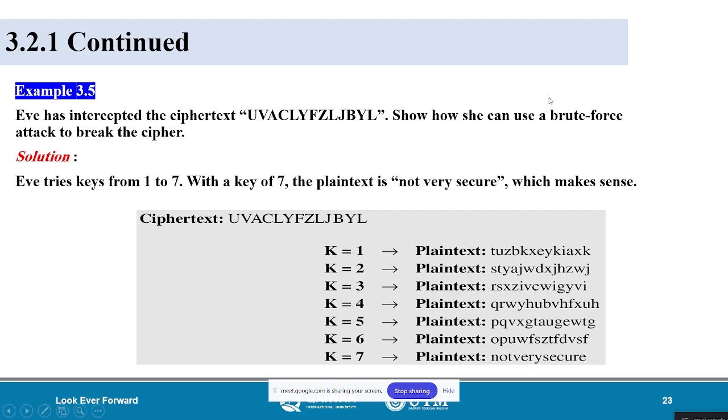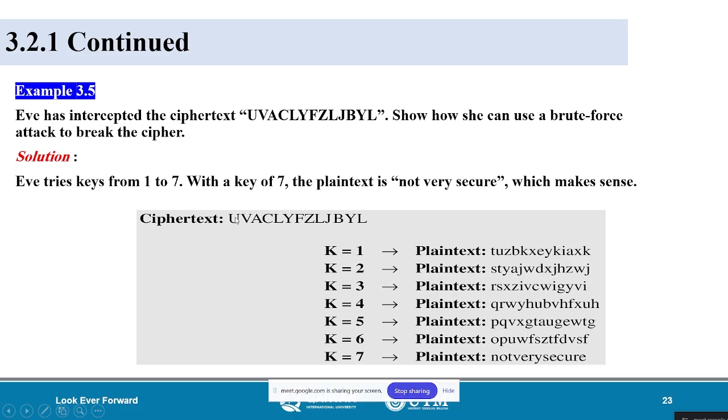Okay. Show how she can use a brute force attack to break the cipher. First of all, Eve tried keys from 1 to 7. She just guesses. She says, well, I will choose from 1 to 7. I will use these keys. If I got it, okay. Otherwise, I will start from 7 to 14.